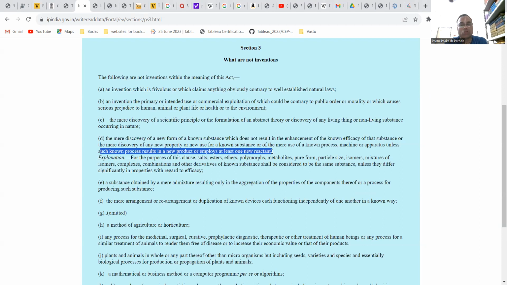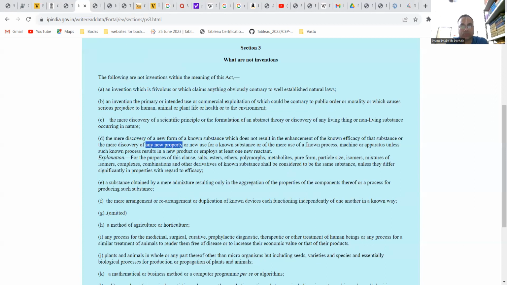unless such known process results in a new product or employs at least one new reactant. So suppose paracetamol is known, and paracetamol is known for high fever. Now I would like to say that I'm going to use paracetamol for some other diseases. That is not possible. That is the new use of a known substance. And if I say that paracetamol is known, and I want to prepare a salt of paracetamol or an ester of paracetamol, a new form, then I cannot patent it. Or if I say that I have discovered a new property, that also we cannot patent.